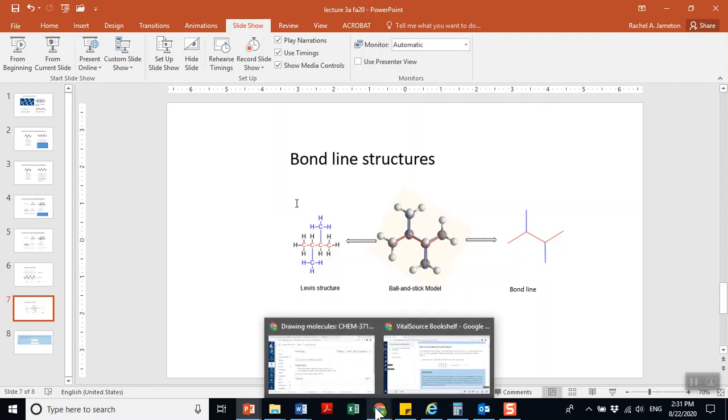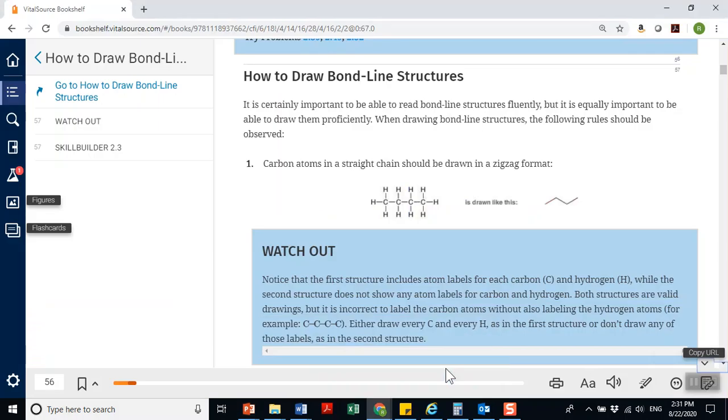Let's see if I can find this. Your text actually has a really nice discussion of some things to remember with bond line structures. I think this is page 57, yeah. So zigzag, the idea is to draw these bonds as a zigzag. They should be as far apart, one side over here, one side over here. You don't want to scrunch them up together. Just a nice little zigzag as is shown there.